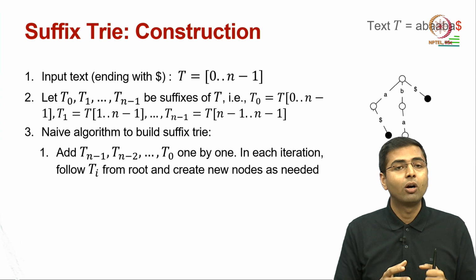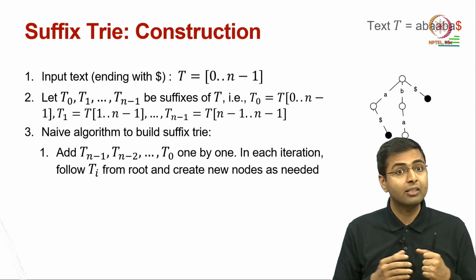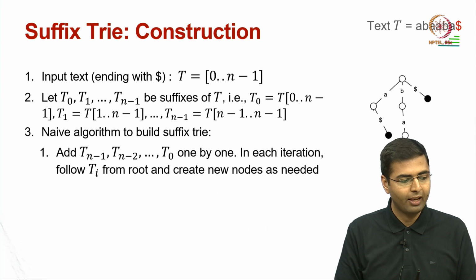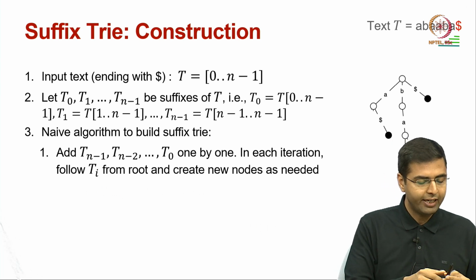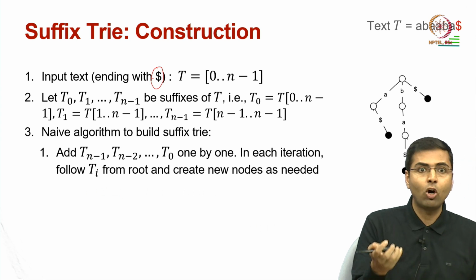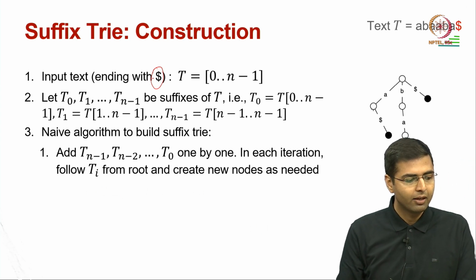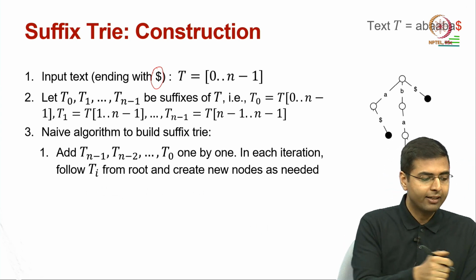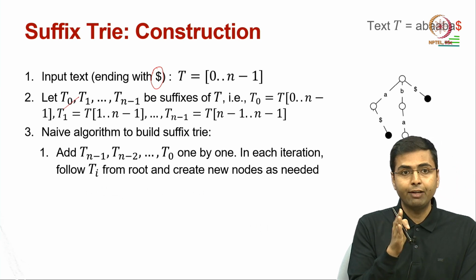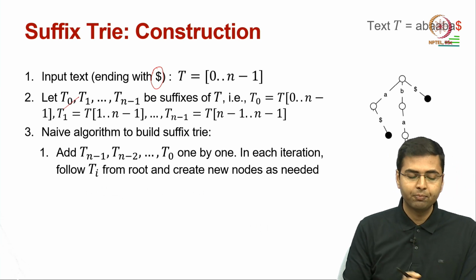Well, how about the construction algorithm? How do we construct a suffix trie data structure if we are given a text T? Imagine that you are given a text T of length n, and we assume that the text T ends with a dollar symbol. We will again use the notation that T0 is the suffix starting from position 0, T1 is the suffix starting from position 1, and so on.